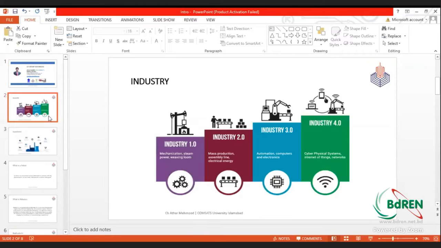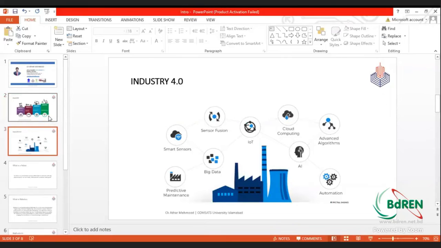So it is very important to discuss Industry 4.0. If we talk about the Industry 1.0 revolution, at that time we had mechanical engines, steam engines, powered looms. And if we talk about Industry 2.0, at that time we had mass production, assembly lines, electrical engines, energy. And if we talk about Industry 3.0, at that time we had automation, computers and electronics. But if we talk about Industry 4.0, it's a bit different. We have IoT, Internet of Things, cloud computing, advanced algorithms, artificial intelligence, automation, robotics, big data, smart sensors, predictive maintenance.